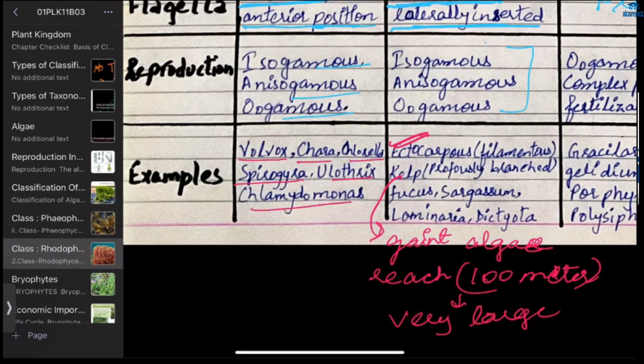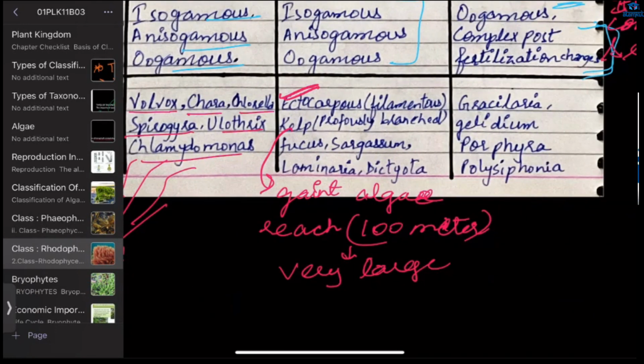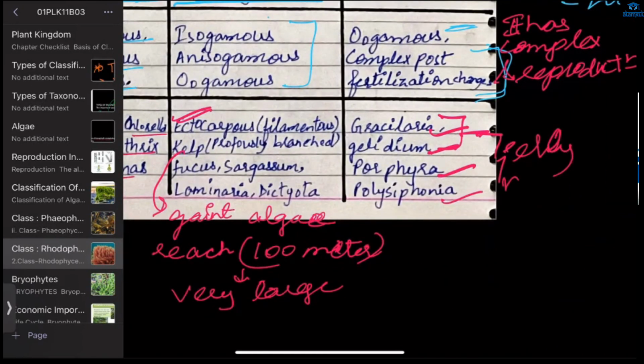Okay, these kelps क्या होते हैं? Branch type रहते हैं. Means कि जैसे plant का structure नहीं होता, they will be seen like this, and they have a height of nearly 100 meters also, and they are found deep, mainly in ocean waters. Then Fucus, Sargassum, Laminaria, and Dictyota are examples. Next, examples of red algae are Gracilaria, Gelidium, Porphyra, and Polysiphonia. These 2 are used in jelly making, jelly बनाने में use होता है. Okay, and Porphyra and Polysiphonia are also red algae and they are edible also.